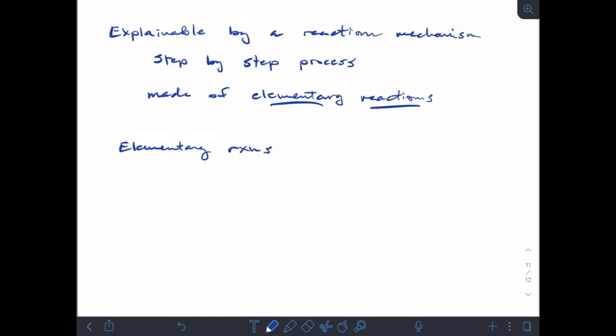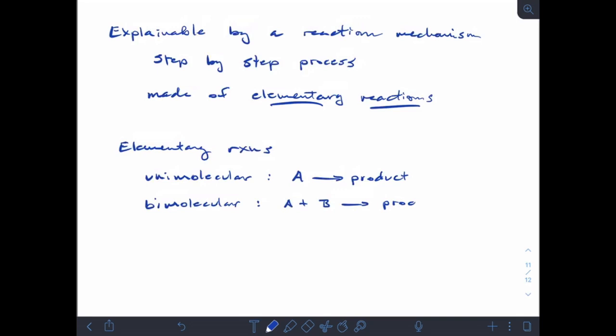Okay. Elementary reactions is a particular term that we are going to give to a certain type of reaction. So, sort of generically, we can talk about them in terms of unimolecular elementary reactions, in which case we have a single chemical species going to products. We can talk about bimolecular elementary reactions, where we have A plus B. We have two items, two reactants going to products. So unimolecular is one, bimolecular is two, trimolecular would be three.